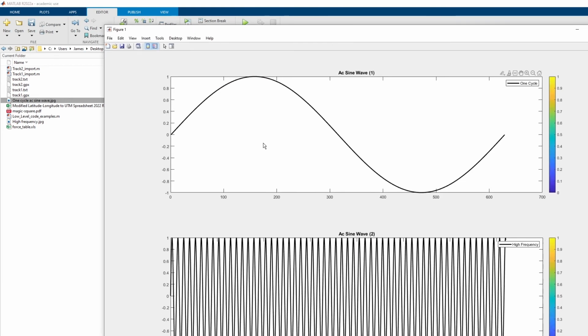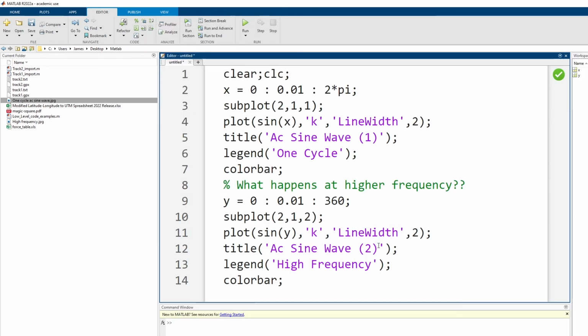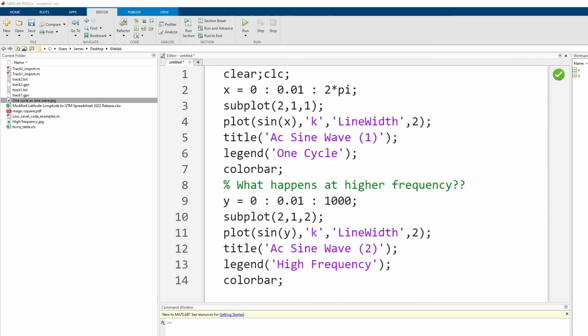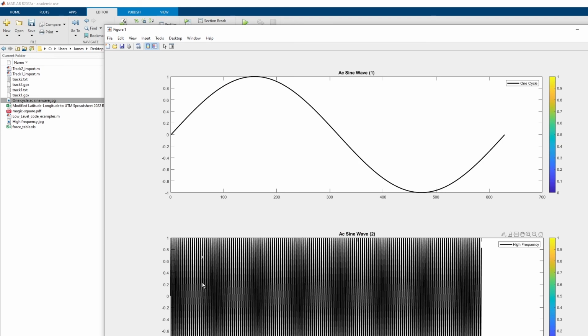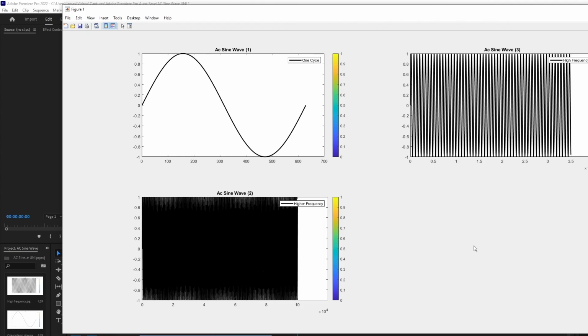With both graphs side by side, we can clearly see the effect of higher frequency on a sine wave. But if we go even higher, we can see that it almost looks like someone drew a texture straight through the middle of the higher frequency sine wave. Now this is how we can use AC current in household appliances.